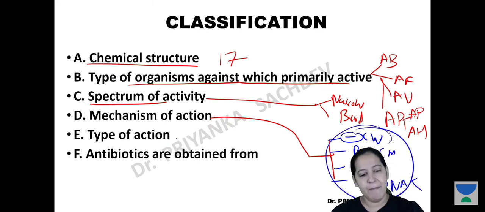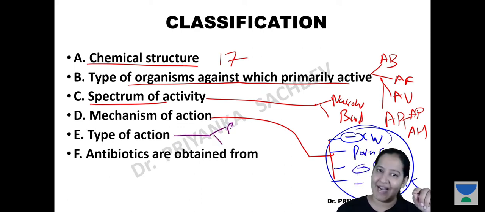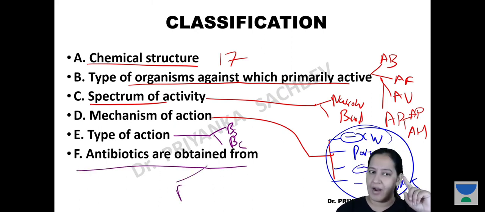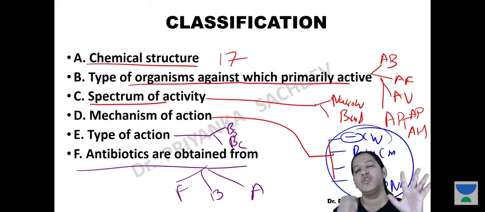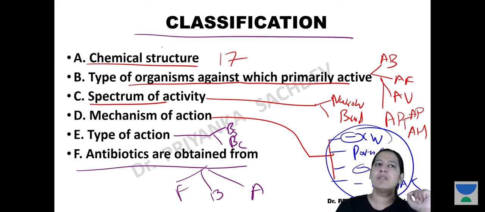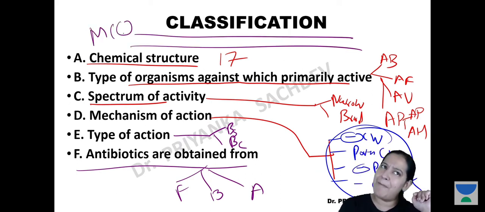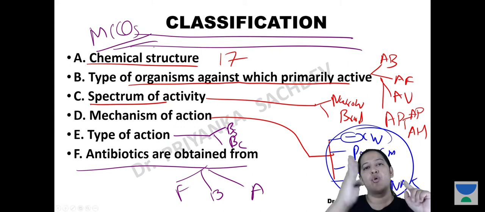Based on type of action, it is of type of action क्या था? Bactericidal and bacteriostatic. Done. And based on antibiotics are obtained from fungus or bacteria or actinomycetes. You should learn this classification. Based on this classification only many MCQs are cracked even if you don't know the individual chapter.